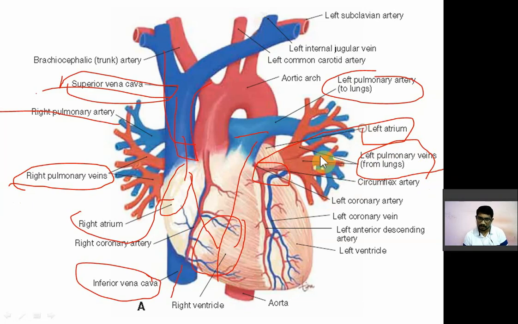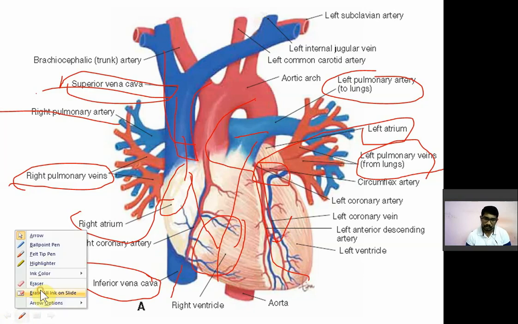From this left atrium, blood will travel to the left ventricle, and from the left ventricle, blood will be pumped into the aorta, and the aorta will supply the blood to different body parts. So that's how there is a movement of blood within the heart. You have to understand how there is a flow of blood in the heart.